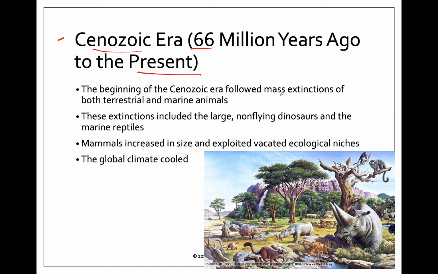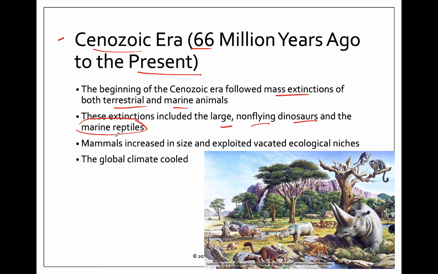This follows the mass extinction of terrestrial and marine animals. I'm talking about the extinction of the large non-flying dinosaurs, as well as the large marine reptiles, things like plesiosaurs that lived in the ocean. When these huge dominant terrestrial and aquatic reptiles were gone, that left a giant vacated ecological niche. And mammals were able to grab onto this and explode.